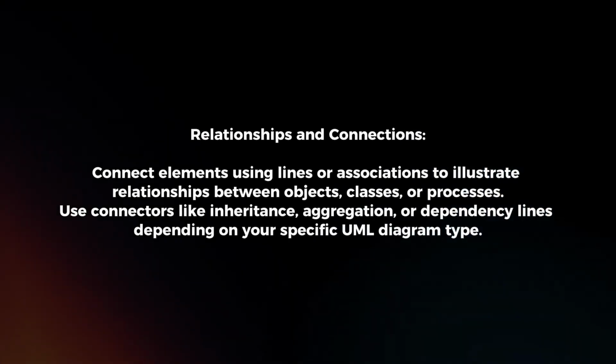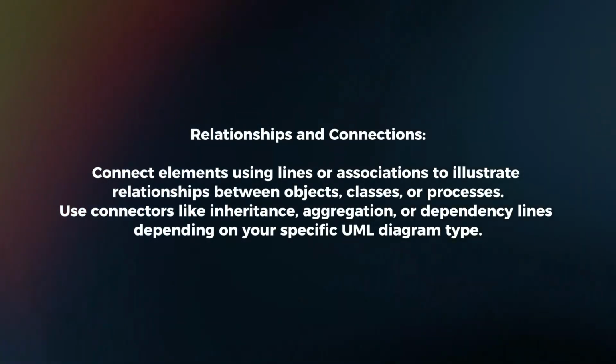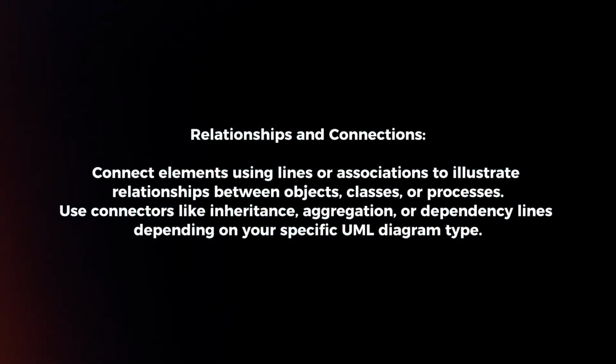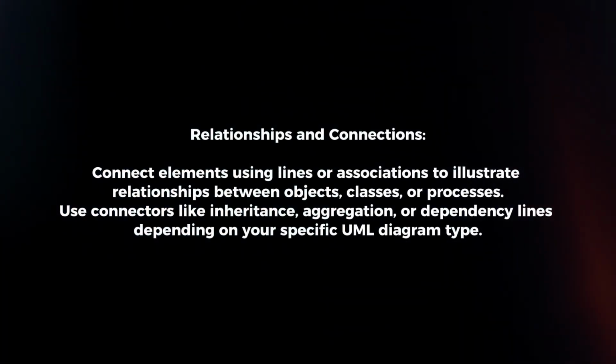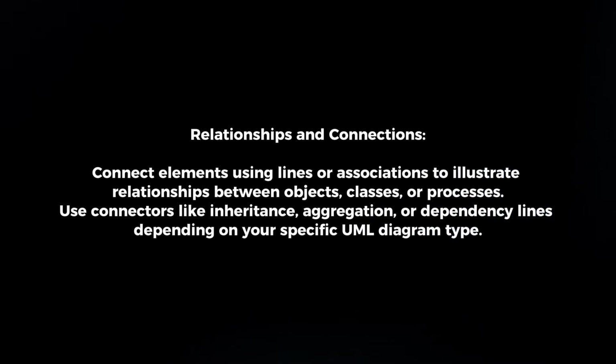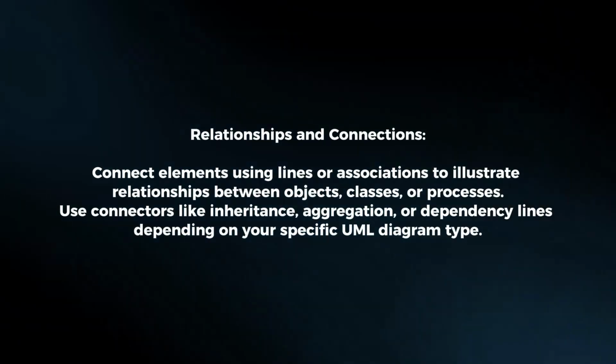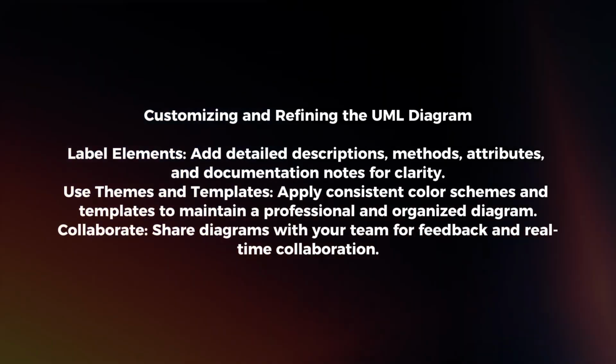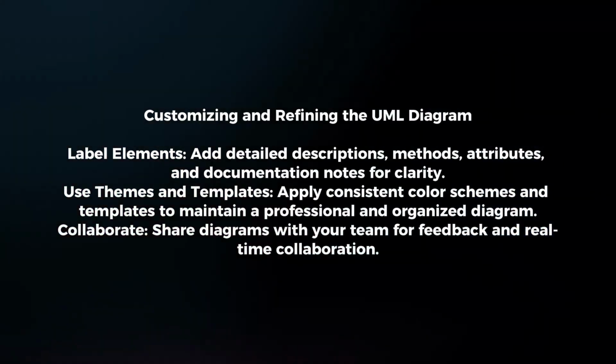Relationships and connections. Connect elements using lines or associations to illustrate relationships between objects, classes, or processes. Use connectors like inheritance, aggregation, or dependency lines depending on your specific UML diagram type. Label elements. Add detailed descriptions, methods, attributes, and documentation notes for clarity.